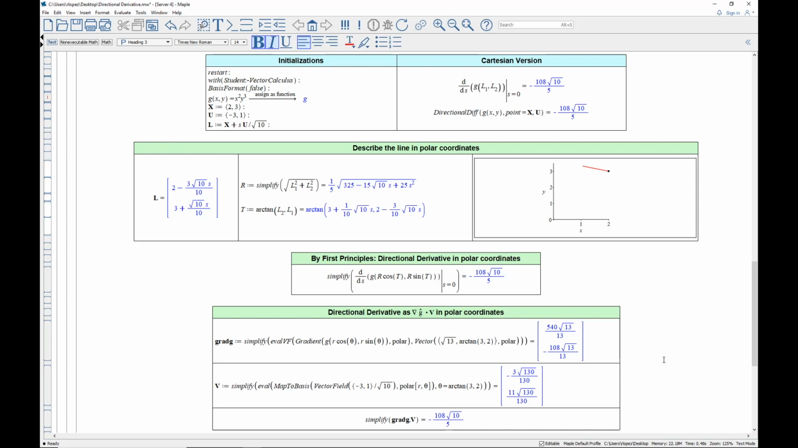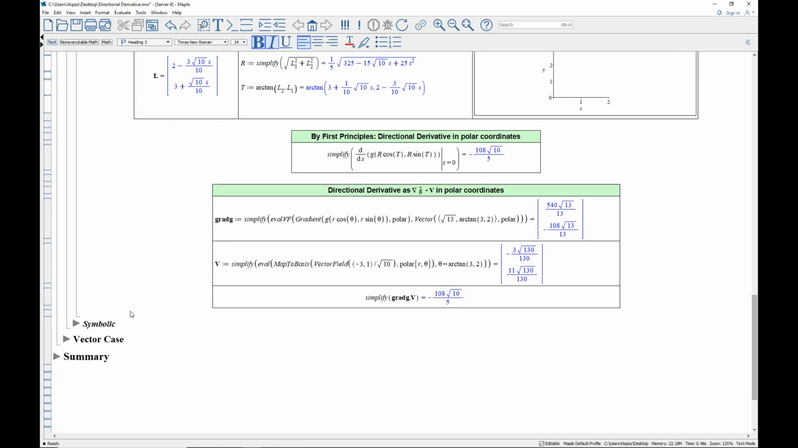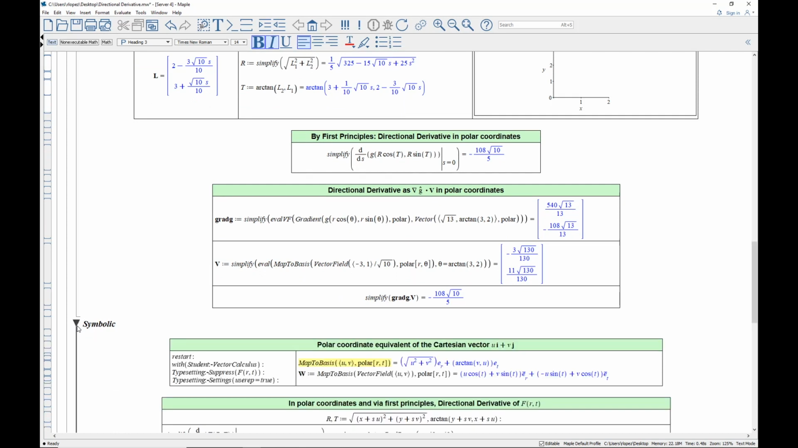So all of these ways of getting the directional derivative of the scalar in polar coordinates help us understand what we have to do when we want to do this for a vector. So far we've done an example. How about in the general case? I call this the symbolic case. Polar coordinate equivalent of the Cartesian vector uv.